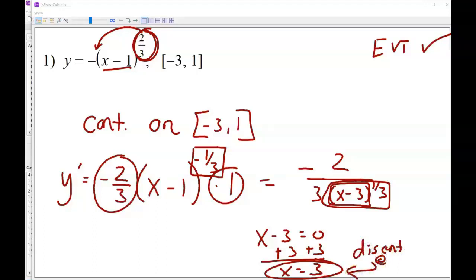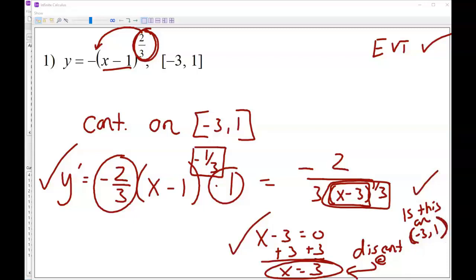But that's not necessarily a problem. The question is, is that on our interval? When you're doing the MVT, if you're trying to see if it's differentiable, the first thing you do is take the derivative, find where the discontinuities are for that derivative, and then check to see if those discontinuities are on this interval. And remember, when you're doing differentiability, it's open parentheses. In other words, we don't care about the endpoints.